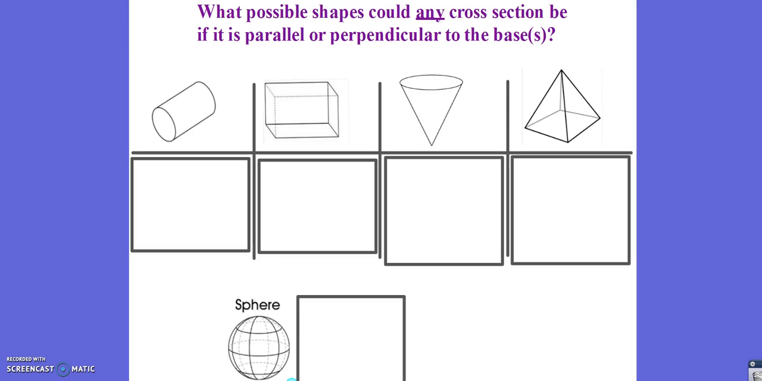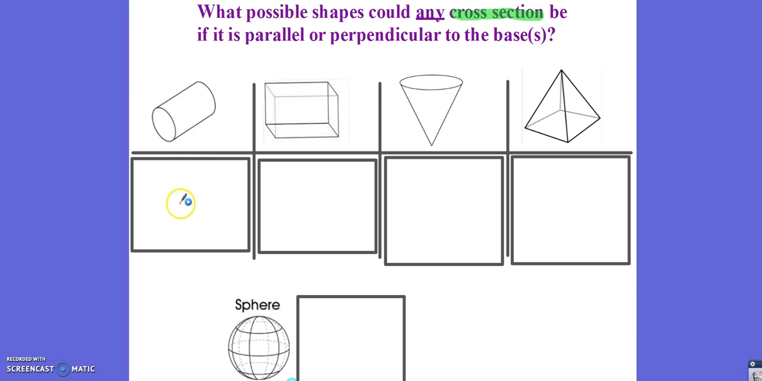In this next section, we're talking about a different feature of our three-dimensional objects. Instead of looking at the outside faces and what contains the three-dimensional object, we want to know what kind of cross-sections we can get. A cross-section means that I'm going to take something, and if I was to slice that object, what shape would I end up with?